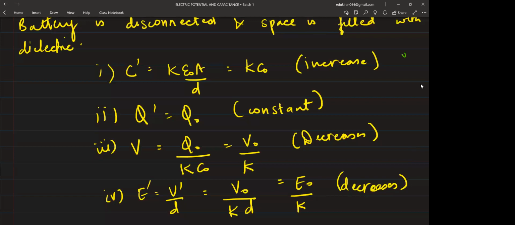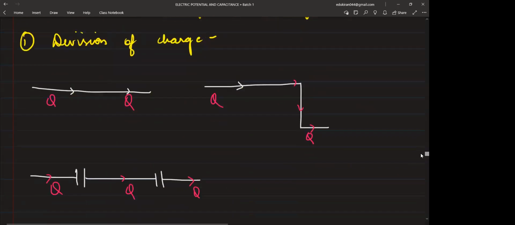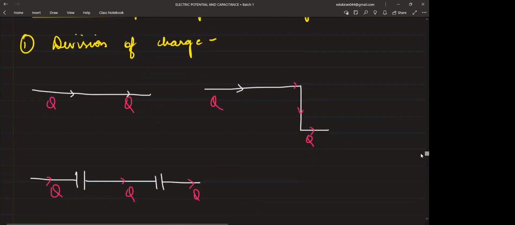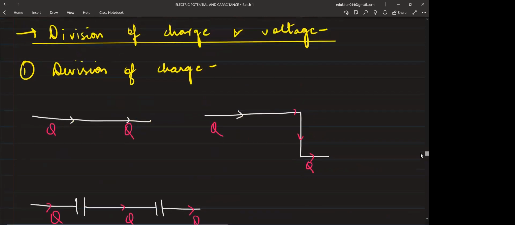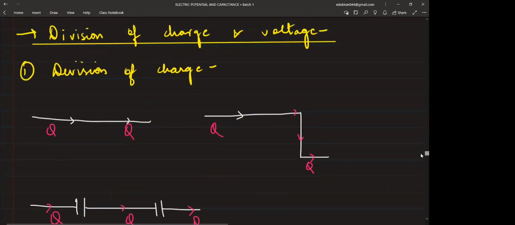Okay, done. So let's see one more thing: division of charge and how voltage divides. When a charge divides, it divides due to branching. Now see, there's a straight wire here. Charge will move straight. Now if I bend the wire, nothing will happen. Charge will move in the pattern of the wire.